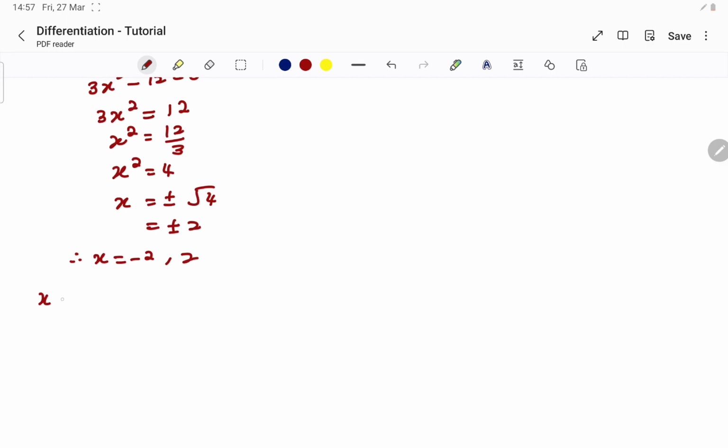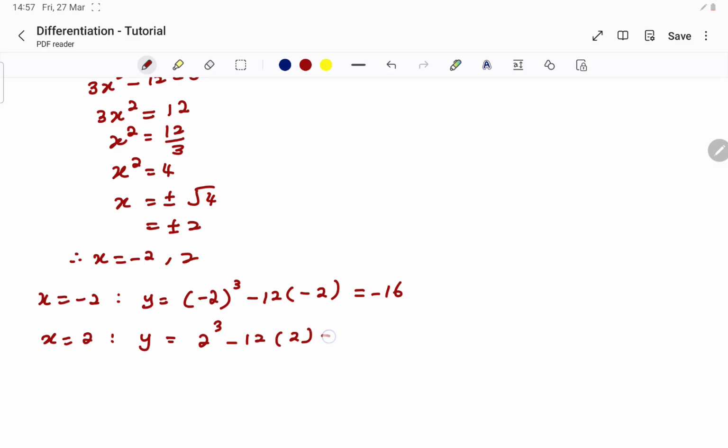So for x is equal to negative 2, your y is equal to negative 2 to the power of 3 minus 12 times negative 2. The answer is equal to negative 16. Then when x is equal to 2, your y is equal to 2 cubed minus 12 multiplied by 2, which equals negative 16. Okay, so we already got a point here, which is negative 2, 16. Another one is 2 and negative 16.